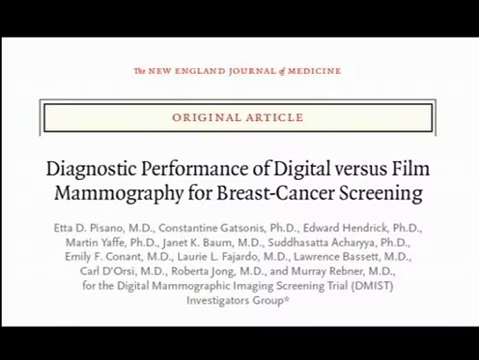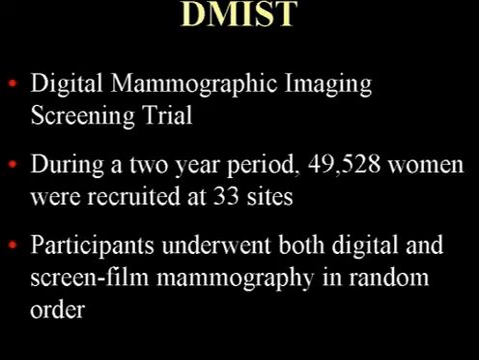Well, enter DMIST. The results of this large trial were released in September and have created a bit of a furor. Let's talk a little bit about the study itself. During a 2-year period, almost 50,000 women were accrued at 33 sites in the United States and Canada, and Mass General was one of those sites, and I'll tell you that I was one of the readers on the DMIST study.